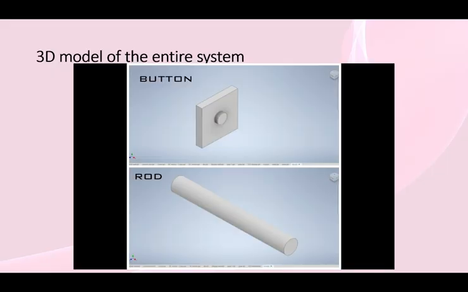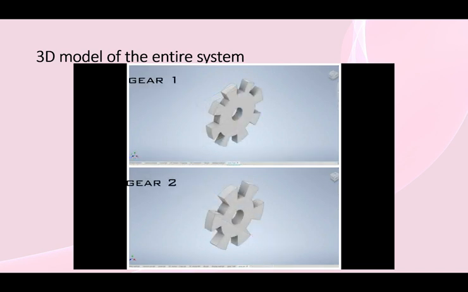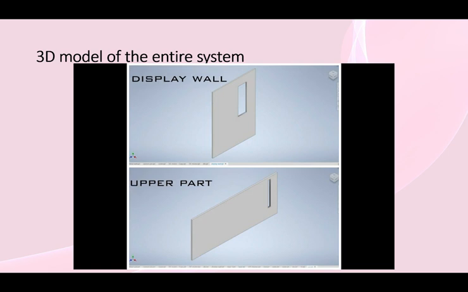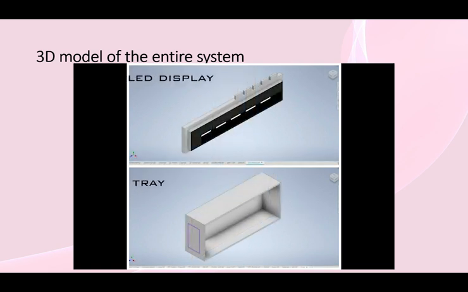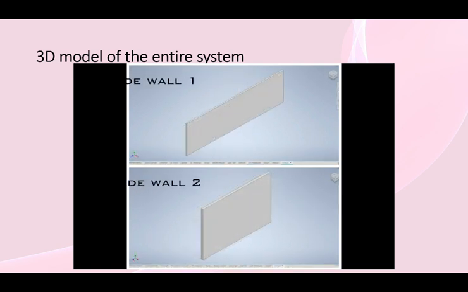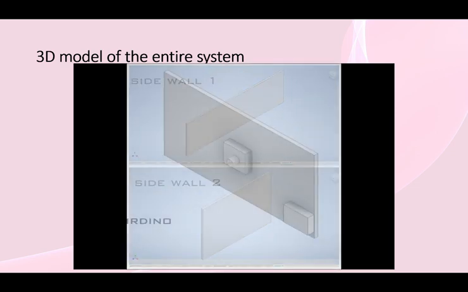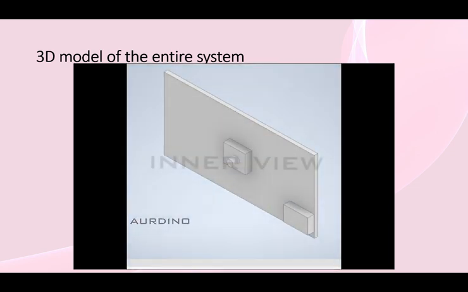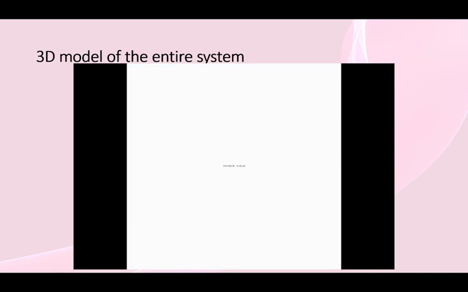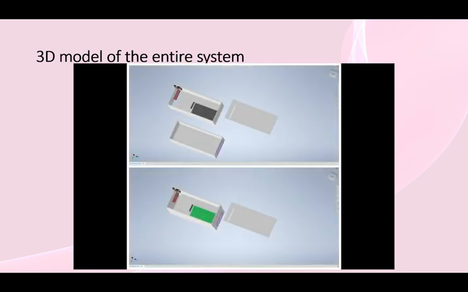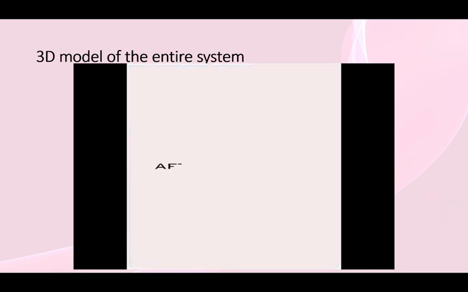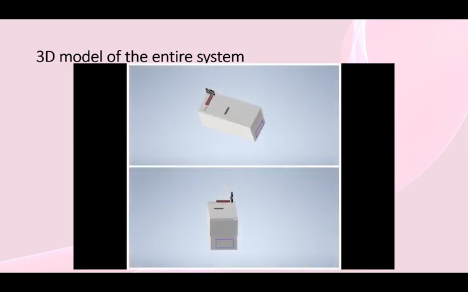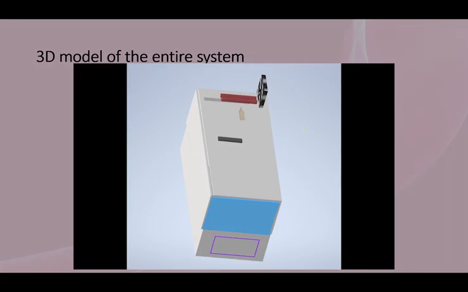You can see the buttons, rods, gears, the side and upper walls to cover the machine, a display system, and trays at the 21st second of the video. In the upper photo, you can clearly see the storage of the notes and the middle part where we keep the Arduino and other electronic things, and the upper plate. And later you can see the assembled prototype from all the different angles and sides.